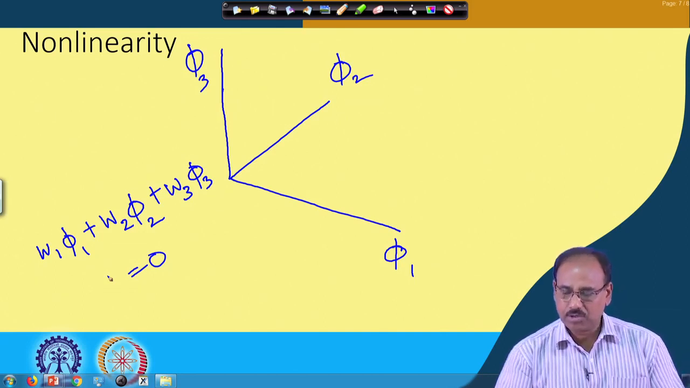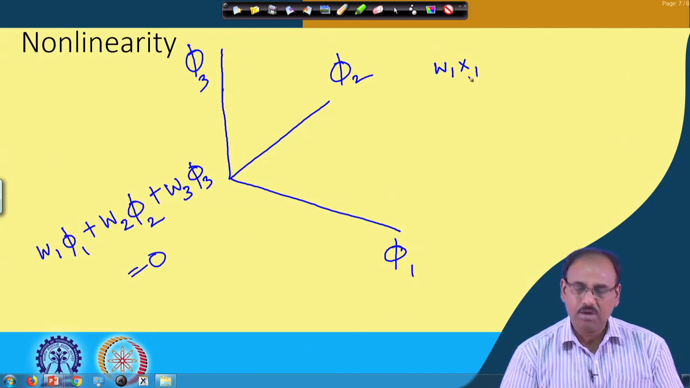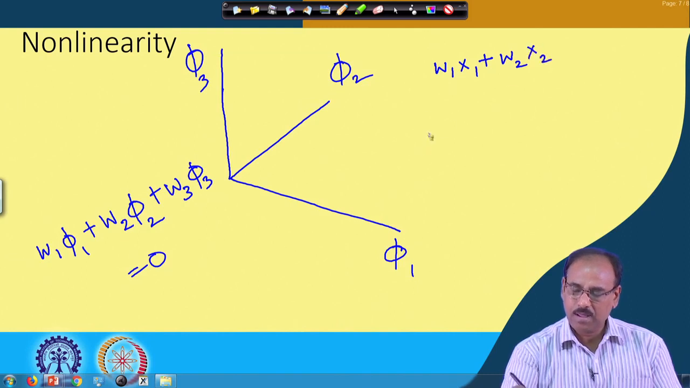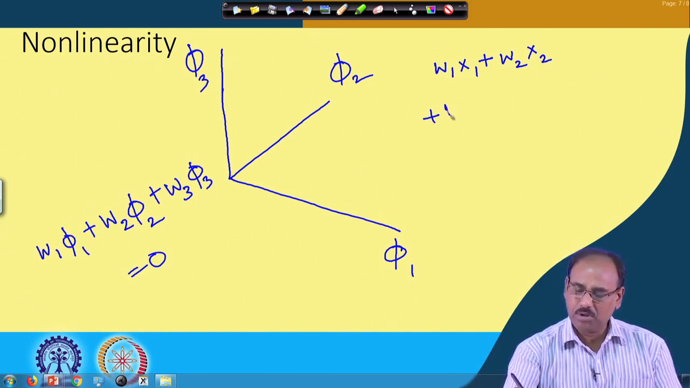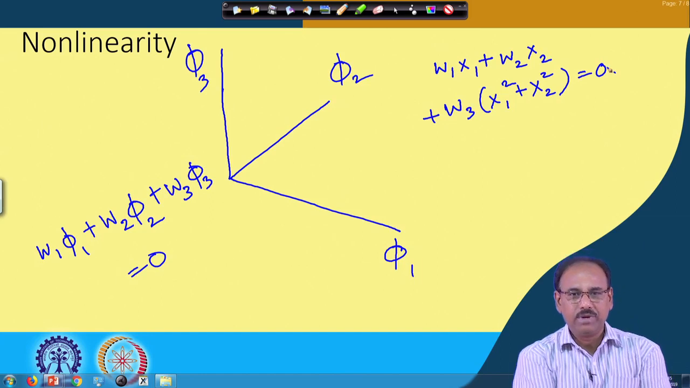Phi 1 is nothing but x1. So, this simply gives you W1 x1. Phi 2 is nothing but x2. So, that gives you W2 x2 plus phi 3 is x1 square plus x2 square. So, I have W3 times (x1 square plus x2 square), which is equal to 0. That is the equation of the plane that I have.